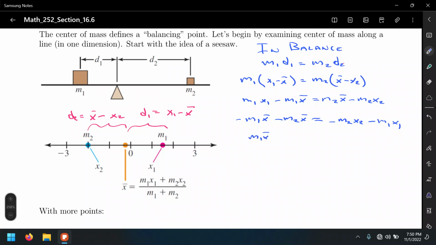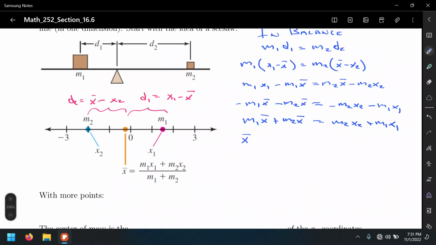So m1 x bar plus m2 x bar equals m2 x2 plus m1 x1, or the reverse, m1 x1 plus m2 x2. Factoring out x bar, the idea of having all these terms containing the x bar is so we can make it a common factor and then divide out everything else to isolate x bar. So that's m1 plus m2, and I'm going to reverse the order here. So that's m1 x1 plus m2 x2, and then divide both sides by the quantity m1 plus m2.